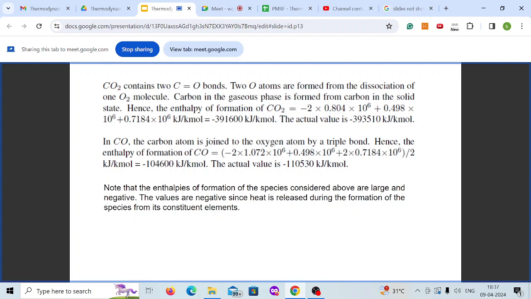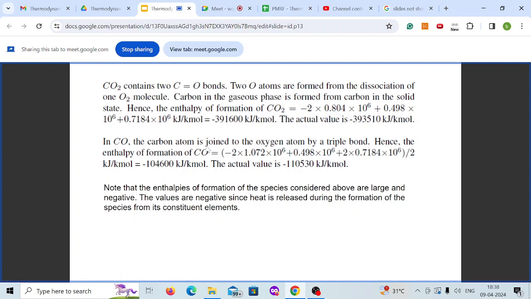Next is CO2. CO2 contains two C double bond O bonds. For 2 oxygen atoms you have to break one O2 bond. So minus 2 into 0.804 into 10 power 6, plus the oxygen bond, which is 0.498 into 10 power 6, plus the carbon 0.7184 into 10 power 6. This gives you minus 391600. This is also very close to the actual value, minus 393510. Next is carbon monoxide.